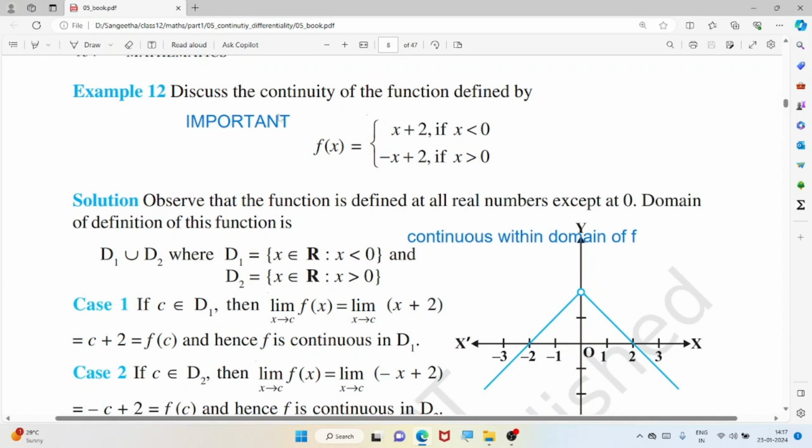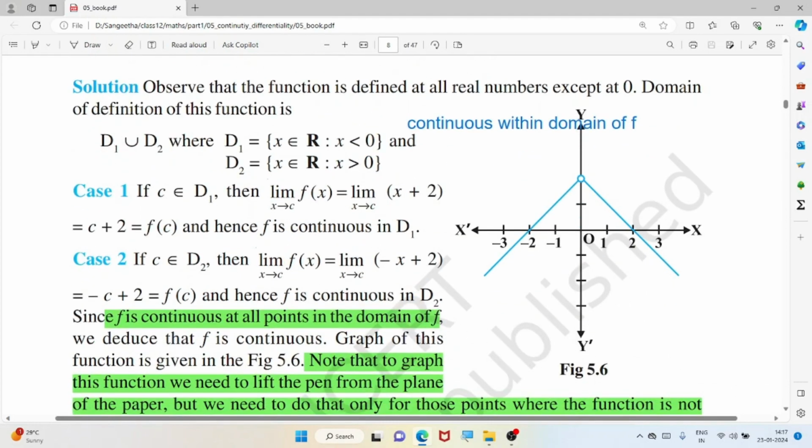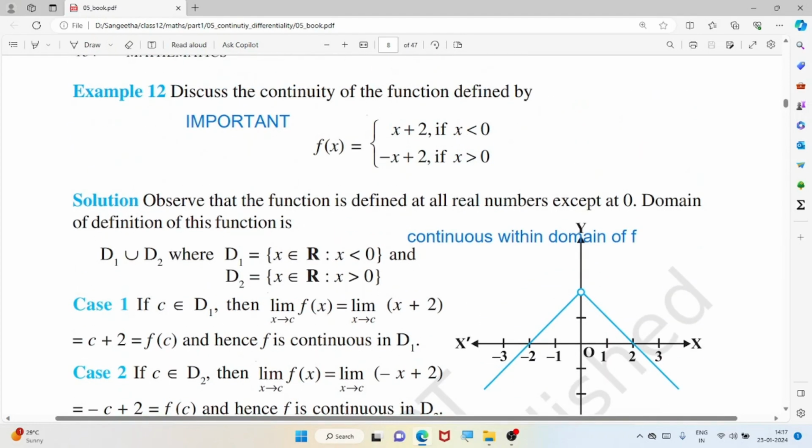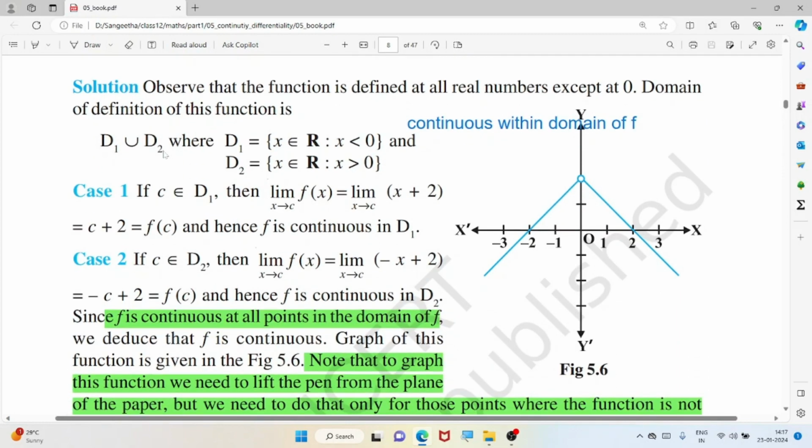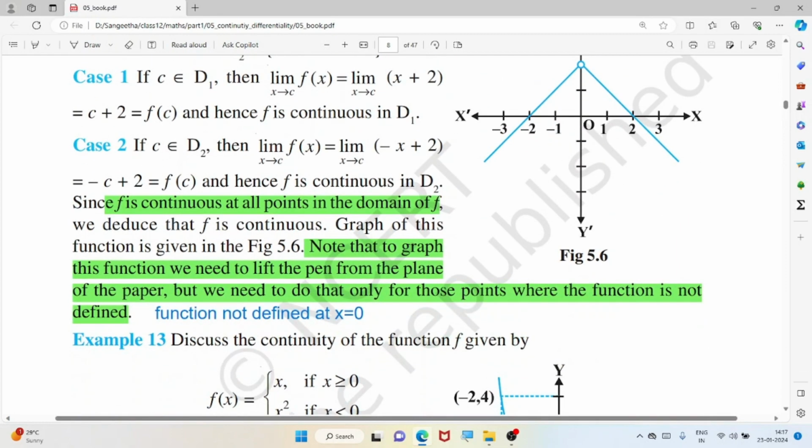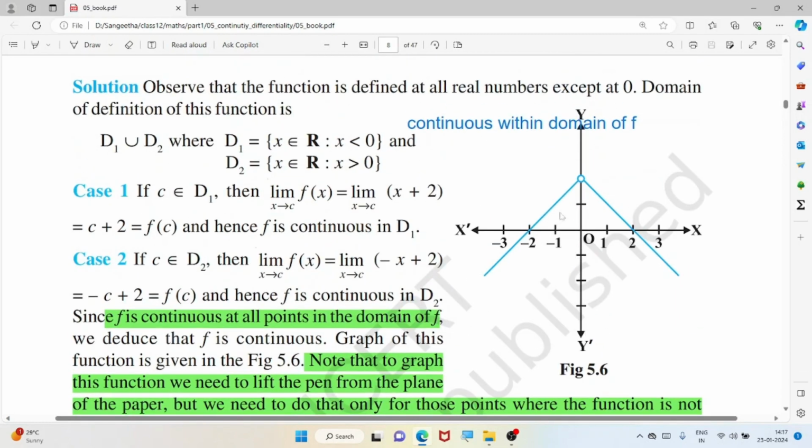Discuss the continuity of the function. Here at x equal to 0 it is not at all defined, so you don't have to worry. See, x is less than 0, x is greater than 0. Observe that the function is defined everywhere except at 0, the domain of the definition. So 0 itself is not there in this domain, so you don't have to worry about that value. Although there is a discontinuity, it is not defined, you don't have to worry about that.